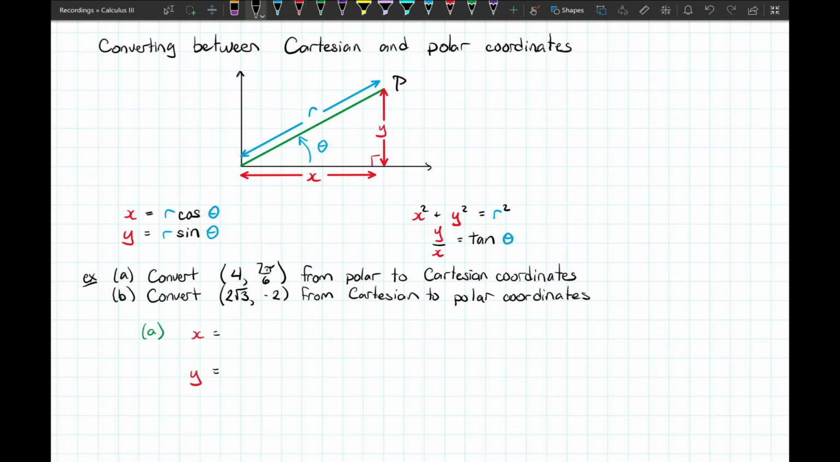Given that polar coordinates are always in the form r comma theta, that means that to find x, our r is 4 and our theta is 7 pi over 6. 4 cosine 7 pi over 6 gives us negative 2 root 3. Similarly with y, we just need to look at 4 sine 7 pi over 6, and that gives us negative 2. Hopefully that makes sense because we have a positive radius and 7 pi over 6 is going to be in quadrant 3 where x and y should both be negative. We can write that as an ordered pair.